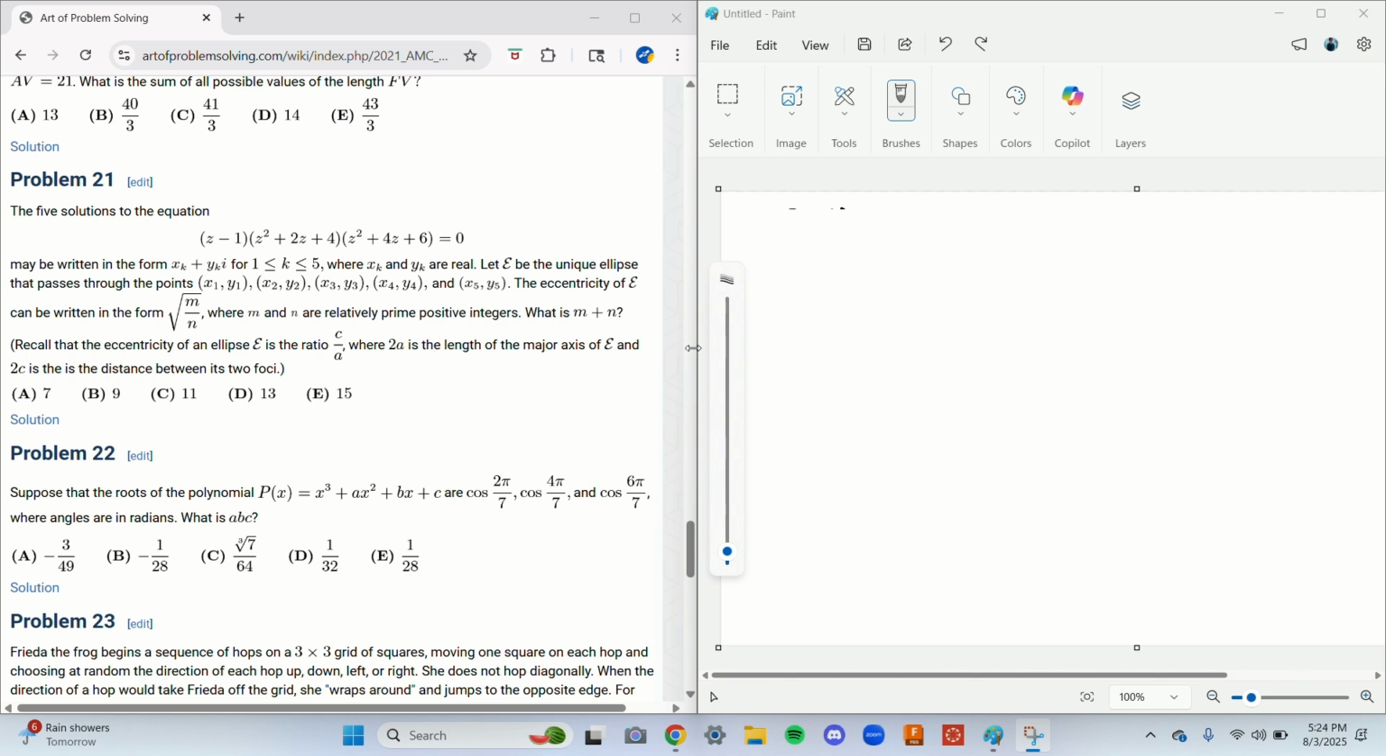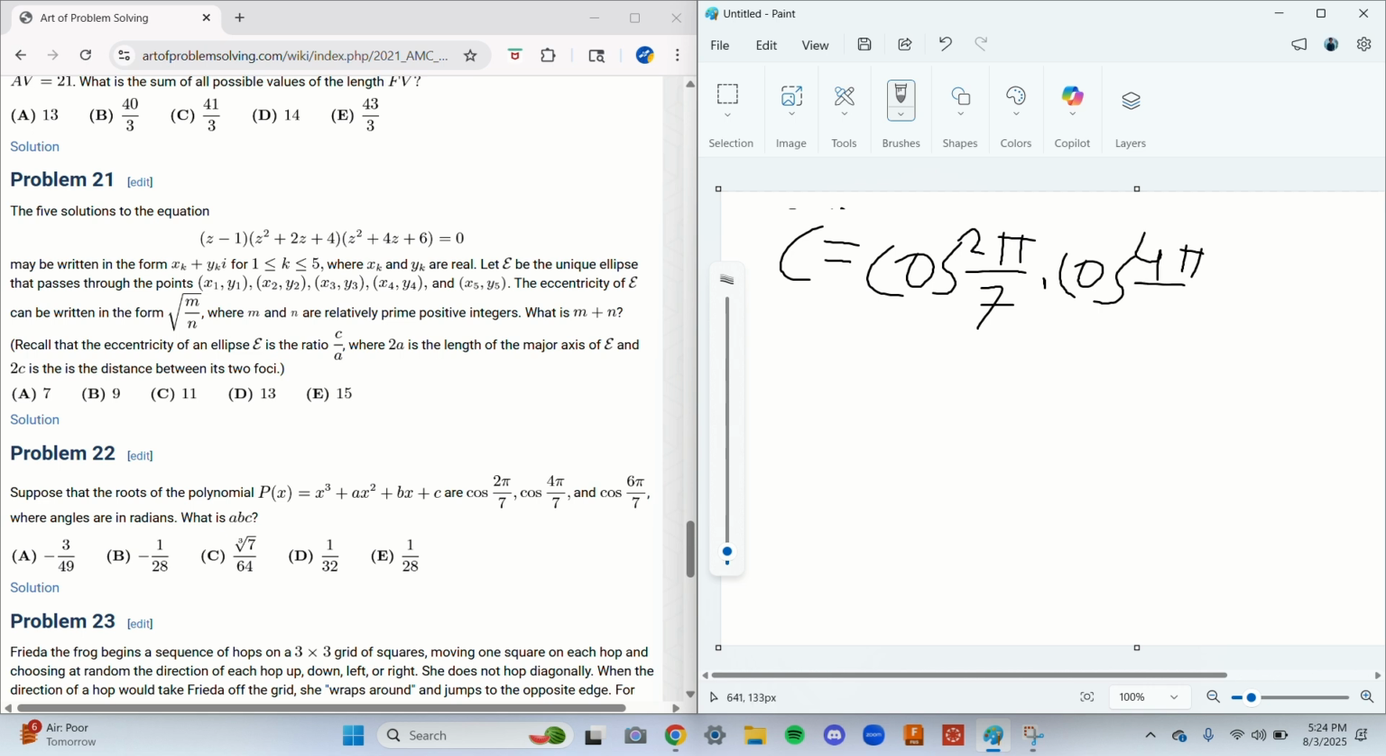Okay, so first of all, by Vieta's formulas, let's try to find each number individually first. Let's start off with c, because c seems like the simplest, right? By Vieta's, it's just the product of all these cosines: cosine of 2 pi over 7 times cosine of 4 pi over 7 times cosine of 6 pi over 7.